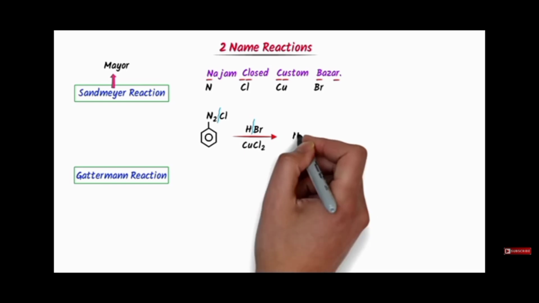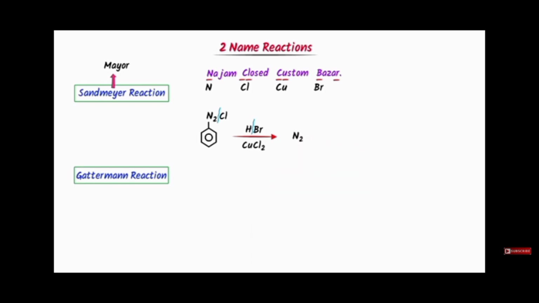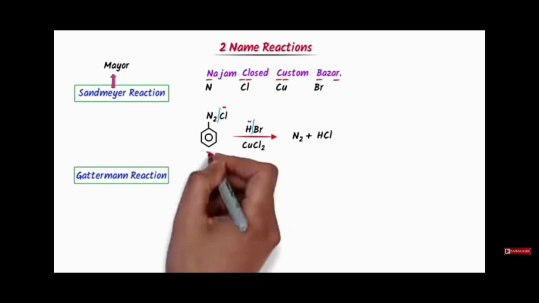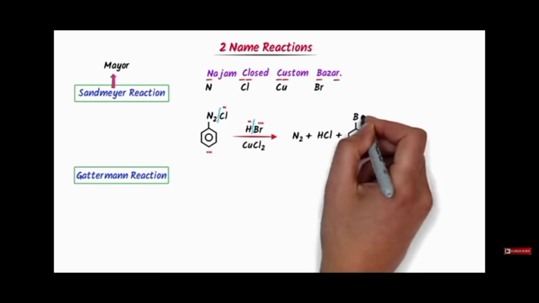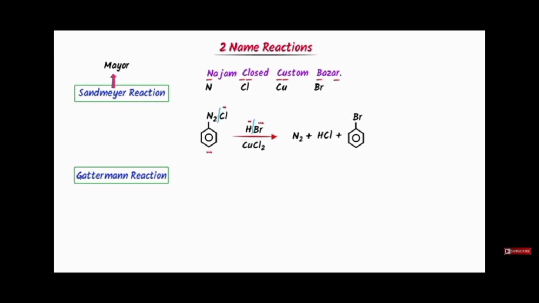This nitrogen gas will evolve as nitrogen gas. This chlorine and H combine to form HCl. This benzene ring and bromine react together to form alkyl halide. So this is the Sandmeyer reaction.